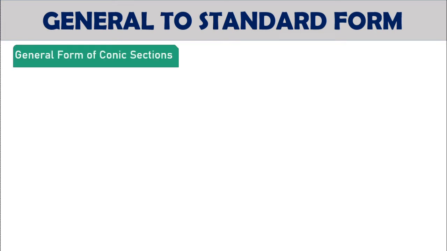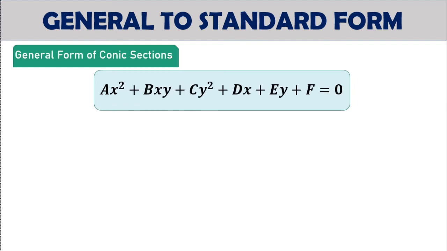So, next naman, general to standard form. Let's have the general form of conic sections. So, this is the general form that we use in circle, parabola, and we use this also in ellipse because this is general form, of course, conic section. So, ax squared plus bxy plus cy squared plus dx plus ey plus f equals 0. Tapos, yung standard form naman ng ellipse, so merong 4, right?